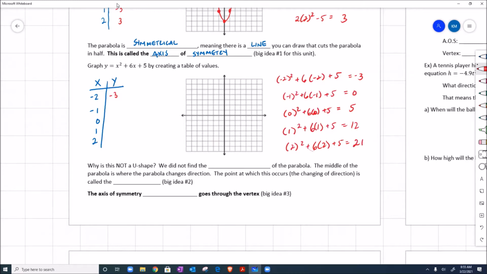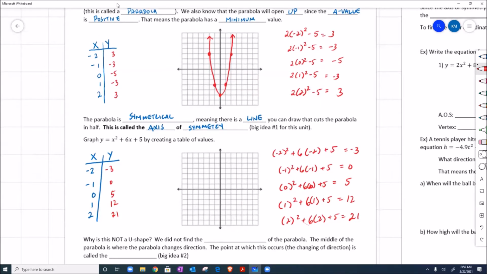All right. So just using these values, our default numbers, we just talked about the fact that our parabola should be symmetrical, but when we do this, we notice that these values aren't symmetrical. What happened? Why is this not a U-shaped curve? The answer to that is we didn't find the axis of symmetry of the parabola, or I guess I should say better, the middle. We didn't find the middle of the parabola.